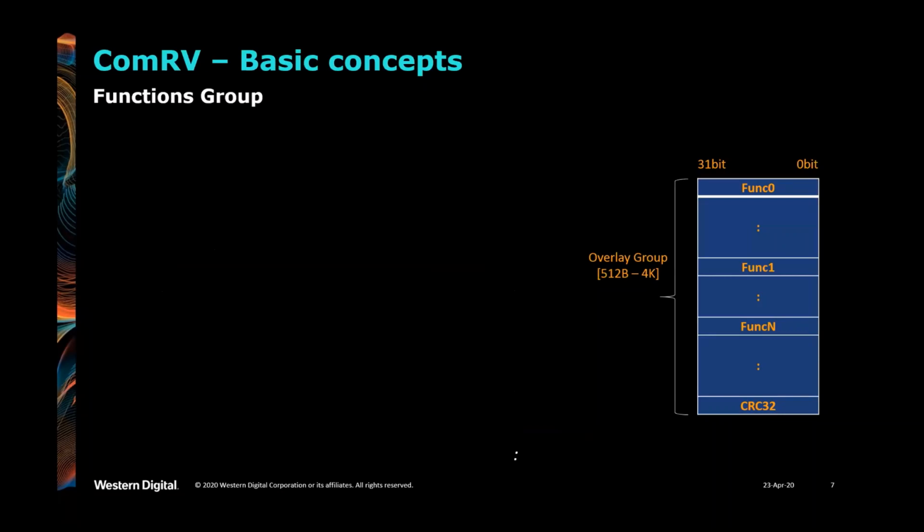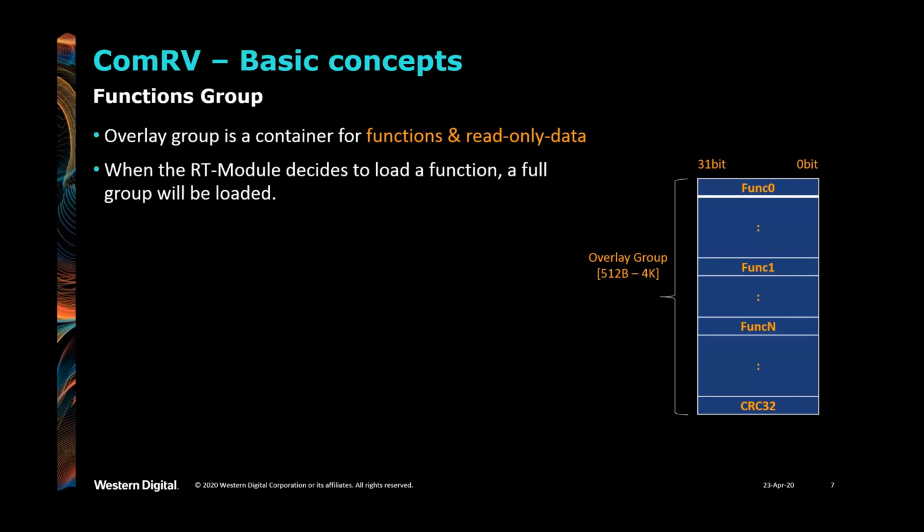Since we are loading from a low-speed storage, we want to load as many functions as we can in just one shot. This means we need grouping. We need to group functions together. So an overlay group is a container for functions and read-only data. And the overlay engine itself, the runtime module, is loading groups. It's not loading functions, it's going to load groups.